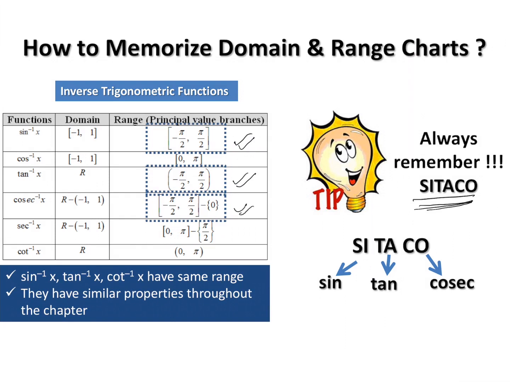Now what about the other three? Yes, the other three also follow the same pattern. Like cos inverse x, the range of cos inverse x is 0 to pi. Similarly, the range of sec inverse x is also from 0 to pi, minus pi by 2, and cot inverse x is also 0 to pi. So in this entire chapter, sine inverse x, tan inverse x and cosec inverse x all three follow similar properties. It becomes very easy. If you know the format for one, you can write the format for the others. Alright, so remember the trick, sitaco. Sita ko yaad karo, she will save you.